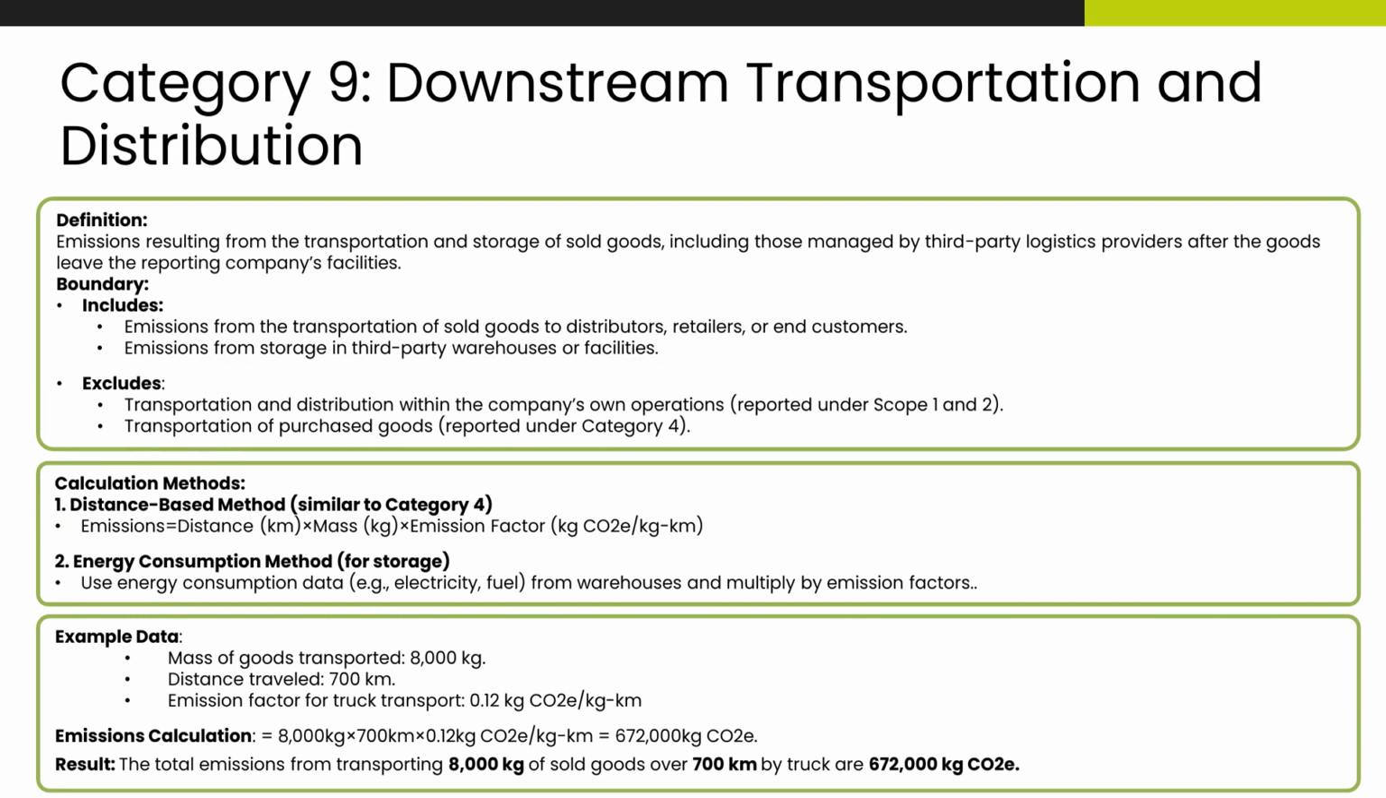Calculations might use a distance-based method similar to upstream calculations or energy consumption methods for storage. For instance, transporting 8,000 kilograms of goods 700 kilometers by truck results in 672,000 kilograms of CO2 equivalent. Streamlining logistics can effectively reduce these emissions.